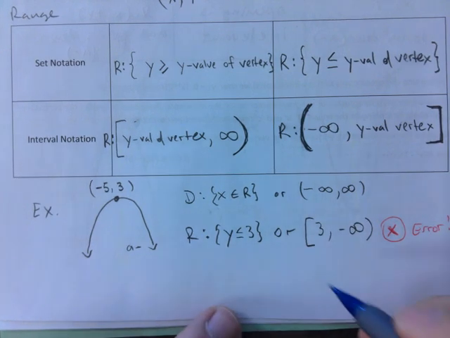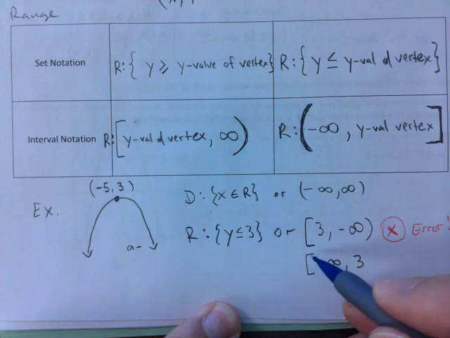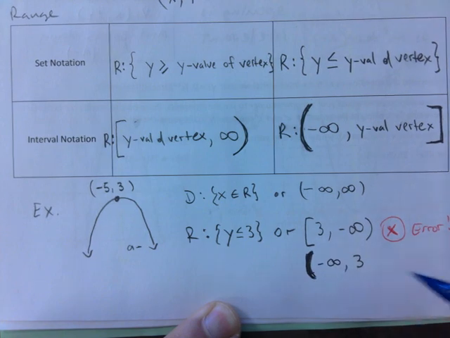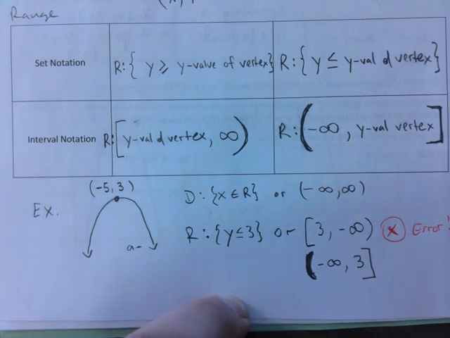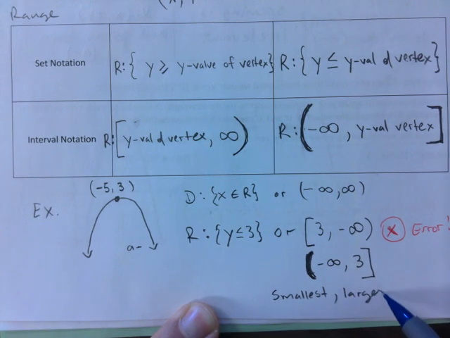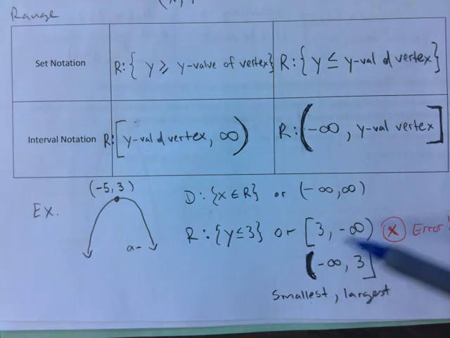So you got to go negative infinity to positive. Oh, this would be wrong too, right? This has to be a round bracket and square bracket there. Okay. Smallest, largest. That's how it always goes, and that's how you can check whether or not you get it right. Because some students know the two that they're supposed to put in, the order just doesn't line up. So make sure you get that right.